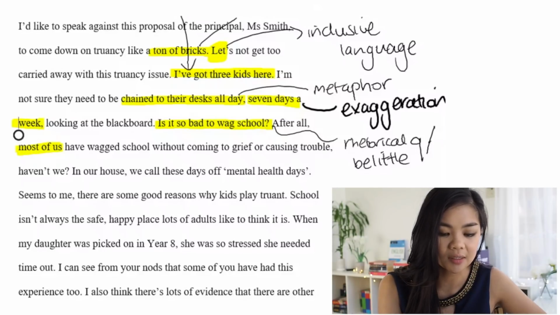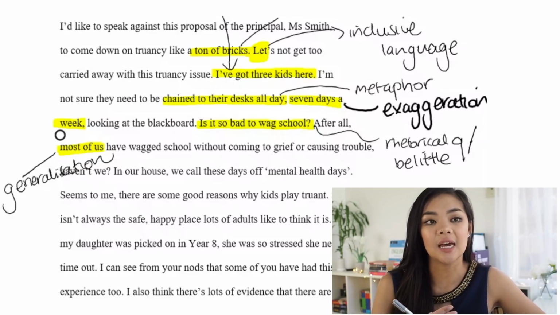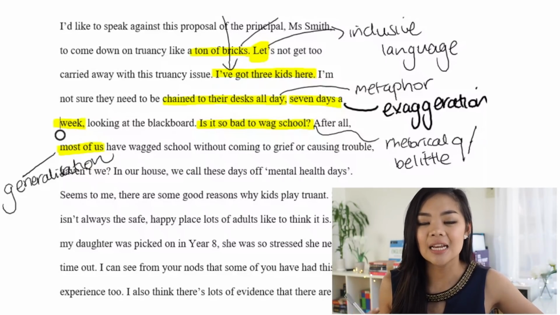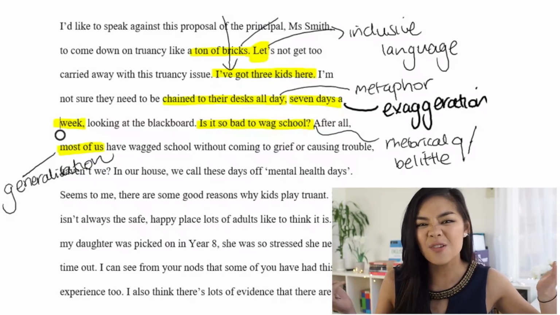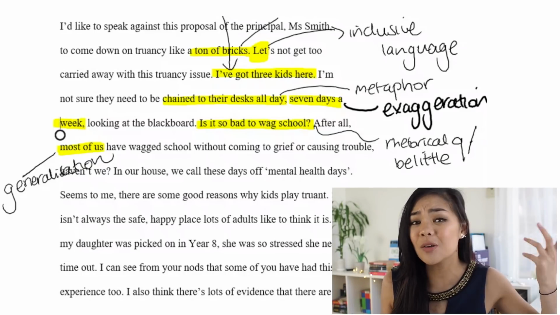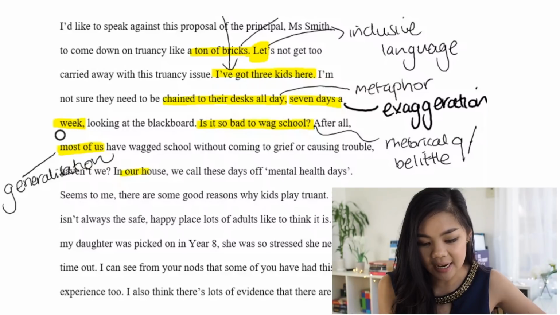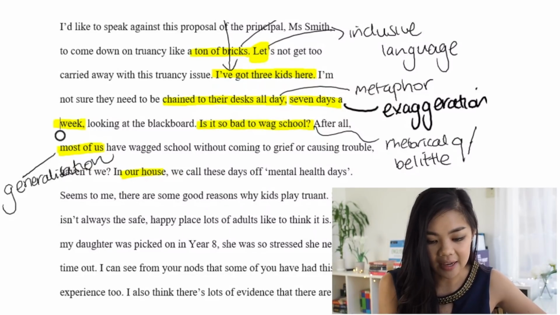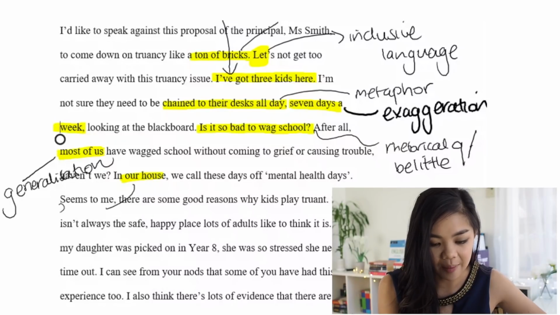Oops, why can't I write on this side? Generalization is done when we want to make it sound like something is super common. So by saying most of us, he collectively involves everyone to make it seem as though everyone has wagged school before, so really what's the issue? Next he says, in our house. Okay, so this, I believe, really draws upon family values.